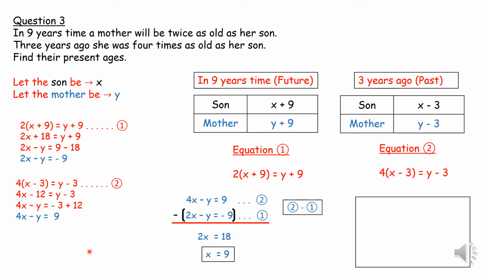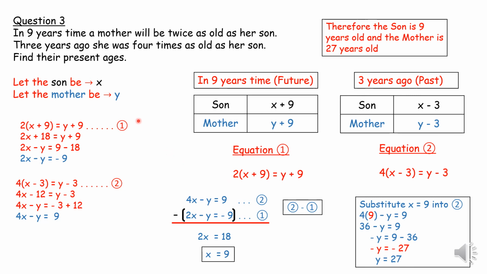So that gives you already the age of the son. So you take this x equals 9 and you substitute it into equation 1 or 2. You can use these ones here, or you can use the original ones. It's totally up to you. So I'm going to substitute it into the second equation of 4x minus y equals 9. That cleans up nicely to y equals 27. So the age of the mother is 27 and the age of the son is 9 years. Their present ages.